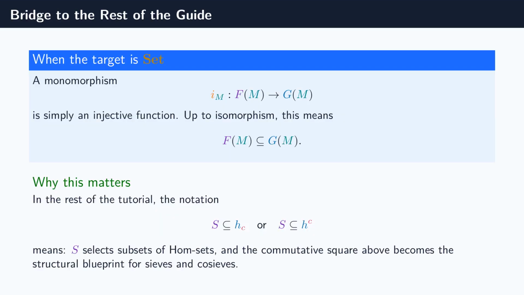Now we bridge back to the rest of the guide. When the target category is Set, monomorphisms are simply injective functions. Up to the usual harmless identification, that means F of M can be treated as a subset of G of M. In the coming slides, S will select subsets of Hom sets. The same commuting square becomes the blueprint for sieves and cosieves.